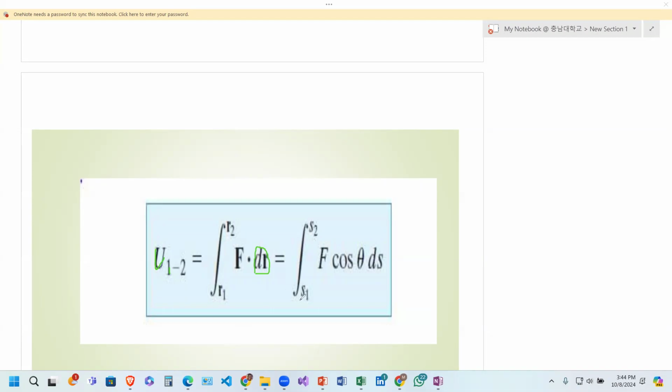But in terms of the path being described, the position, we need to resolve the dr, which we saw was the same as ds cos theta. So this is the same as integrating force F cos theta ds from position S1 to position S2. So those are our equations. Please take note of them. All right, so let's continue.